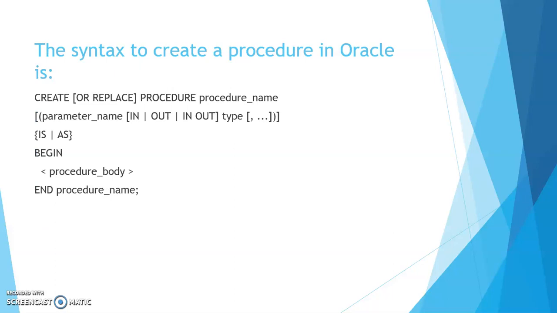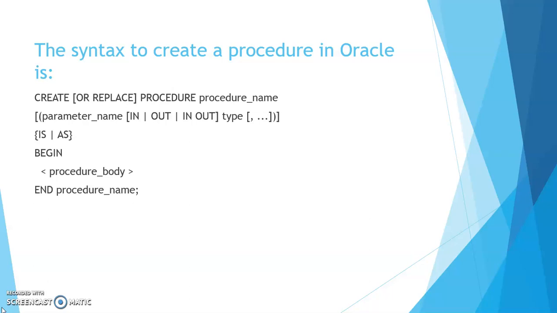The syntax to create a procedure is: create or replace procedure, procedure name, parameter name, in, out, type, is or as, begin, procedure body, and end with the procedure name. This is a very simple syntax of a procedure. Here, the procedure is created with the create or replace procedure statement. Procedure name specifies the name of the procedure, and the or replace option allows the modification of an existing procedure.